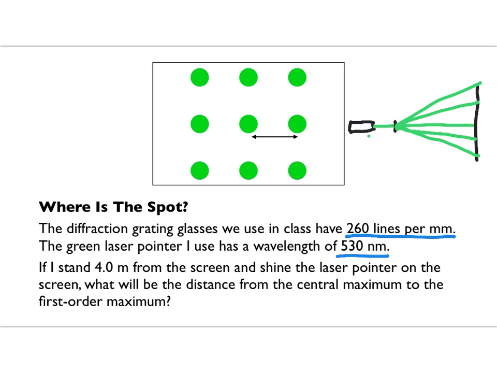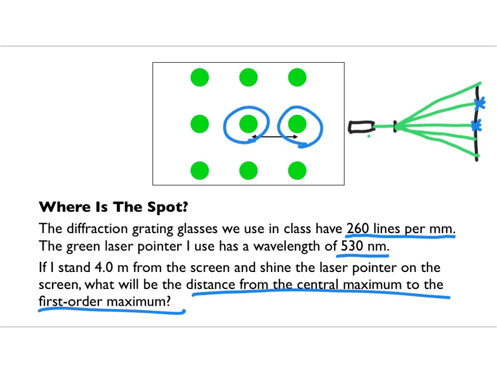And your question to answer is this: what is the distance from the central maximum to the first order maximum, i.e. from this central maximum right here to the first order maximum, or in this picture, from the central maximum to the first order right here? I want you to think about how you're going to start this problem. Go ahead and get started. I'll be back.